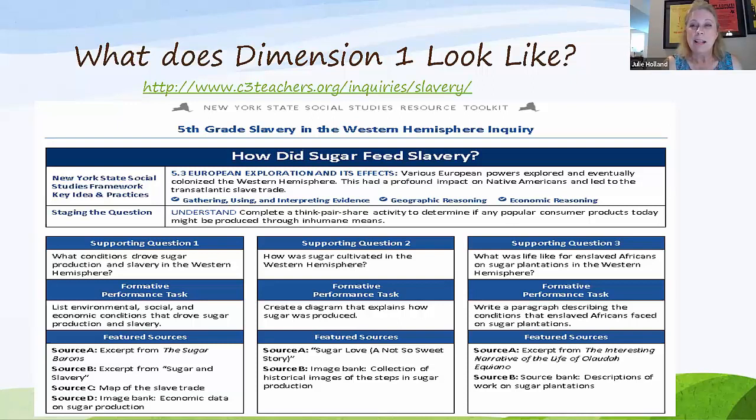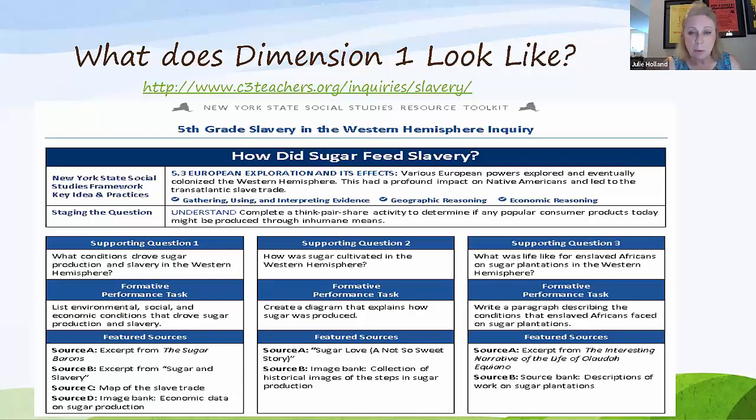So where is that compelling question? Right there at the top, right? How did sugar feed slavery? Wow. For 5th grade, I think I would want to know that. This is not something I've ever researched. How did sugar feed slavery? So there's our compelling question.